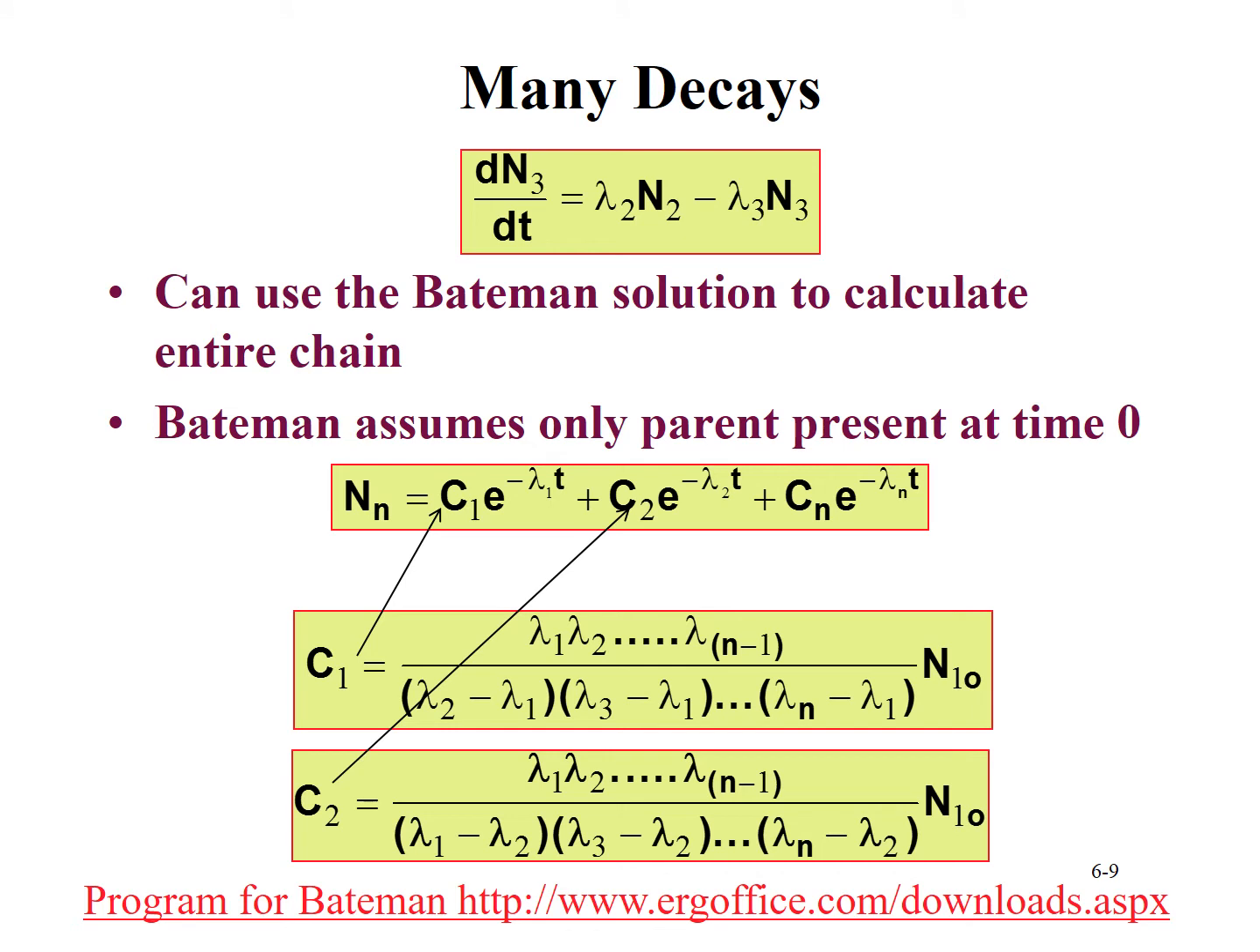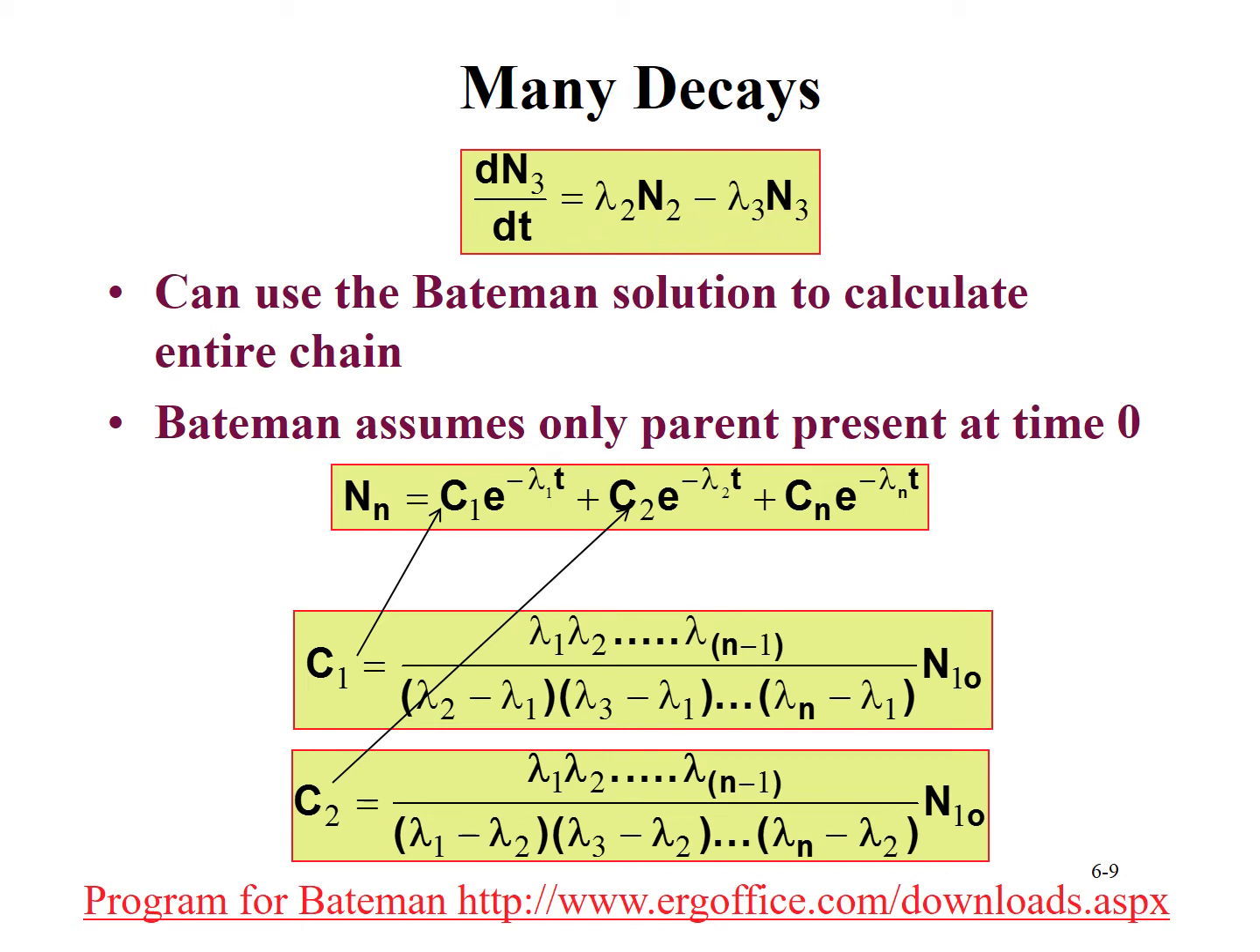Now we can add a granddaughter to the decay scheme and try to figure out routes to calculate parent, daughter, granddaughter. One route that's used for this is something called the Bateman Solution, the Bateman equation. And we fundamentally have to solve this equation where the granddaughter, N3, is equal to the production of the granddaughter from the decay of the parent minus the decay of the granddaughter.